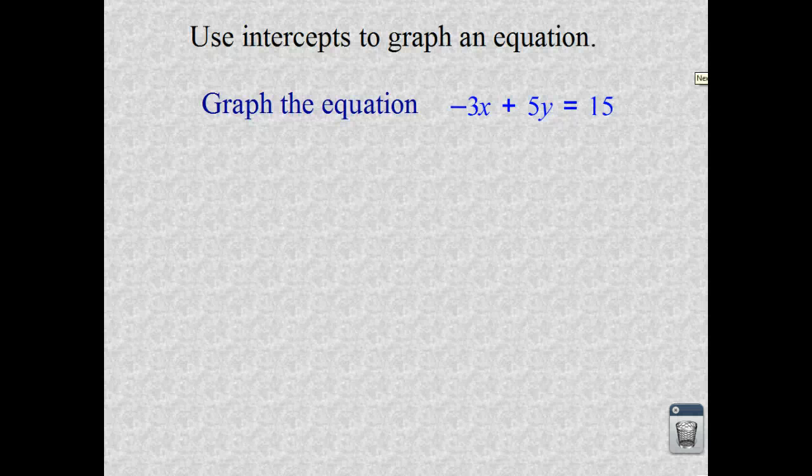Okay. Please pause the video. Give this one a try yourself. Stay away from that function table if you can, and I'd like you to use the idea of intercepts. So find your x-intercept and your y-intercept, and we'll go graph this. Pause the video.